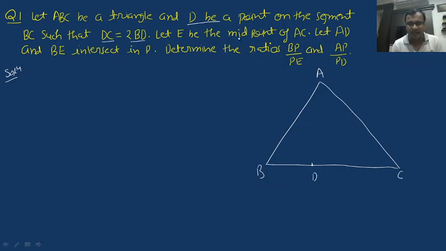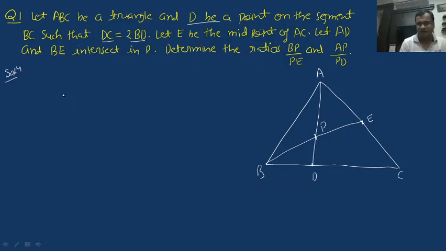And E is the midpoint of AC. E is somewhere here. Let AD and BE intersect at P. Connect these two segments. This one is AD and this one is BE, and the point of intersection is P. And we have to find these two ratios, BP is to PE as well as AP is to PD. I am going to use the area proportion theorem to prove these two results.